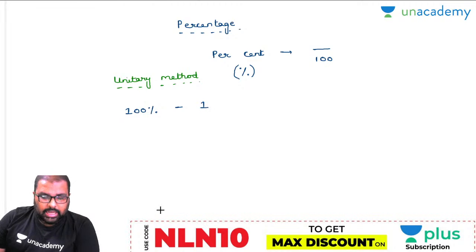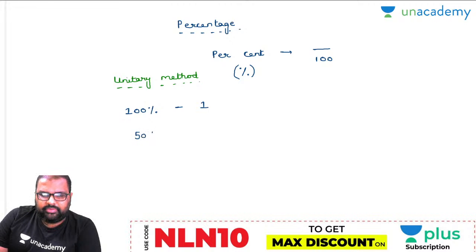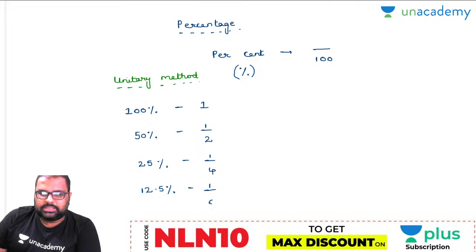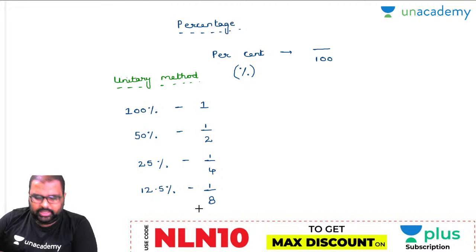Now, let me know the answers in fractions. Half of 100 percentage will be how much? 50 percentage, and its value will be equal to 1 by 2. Right. Now, half of 50 is how much? Is it 25? The answer will be how much? Is it 1 by 4? Yes, perfectly. Now, half of 25 will be how much? Is it 12.5? Yes. Now, how much is 12.5? Is it 1 by 8? Yes, done. So up to here everybody knows.